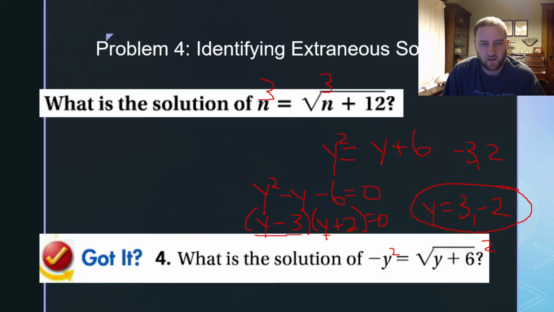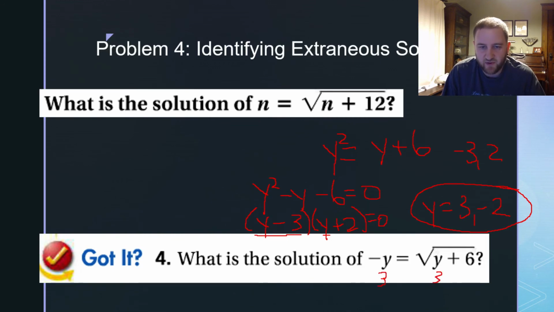Did I? Oh, I'm looking at the wrong thing. I want to look at these down here. Sorry, not these. I want to plug 3 in down here. I was looking at the wrong equation.